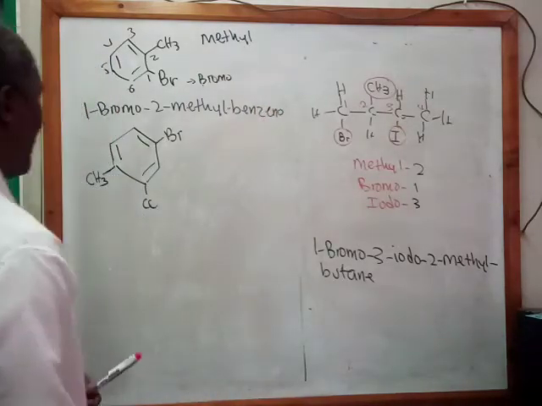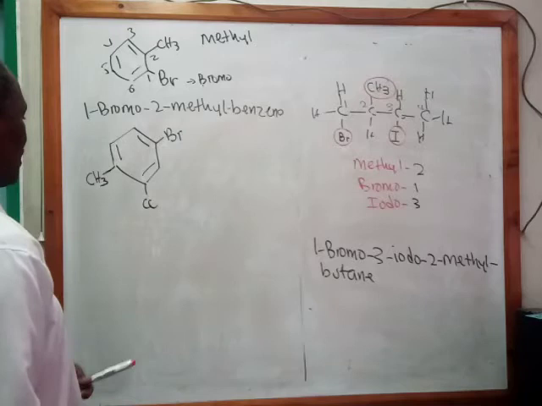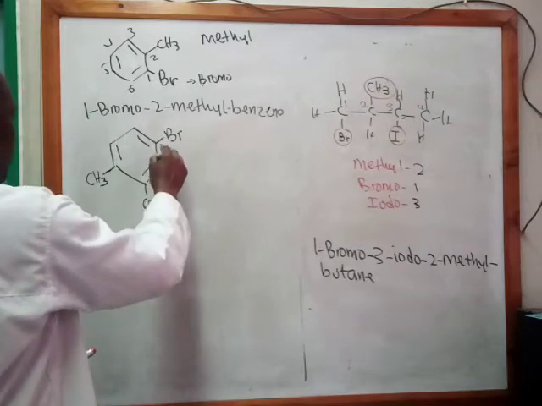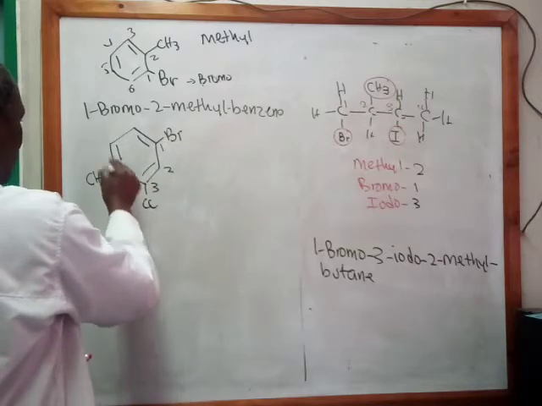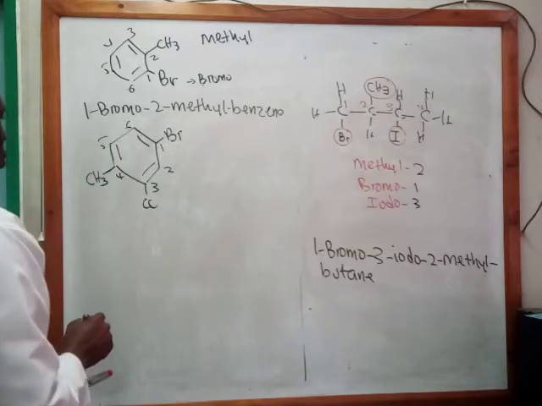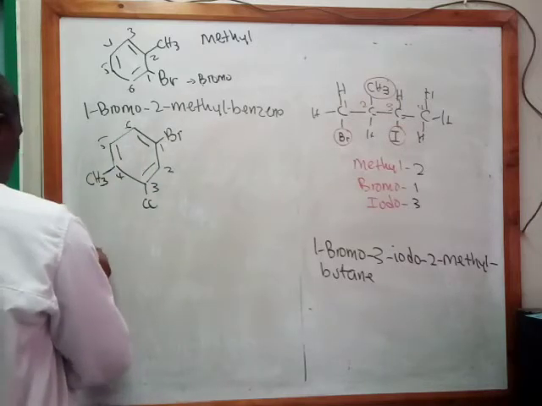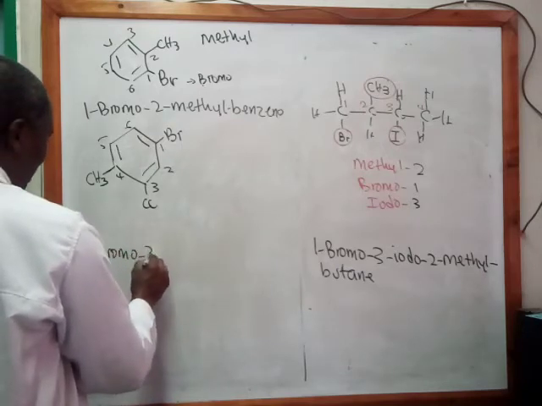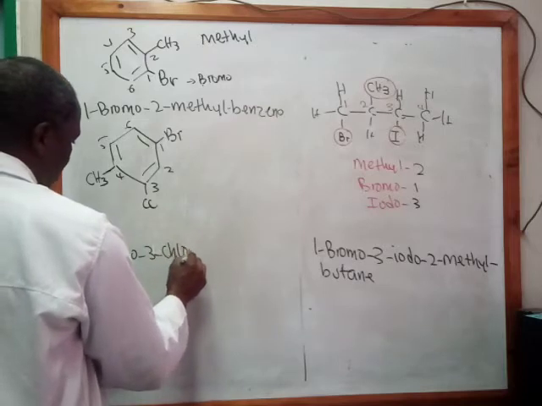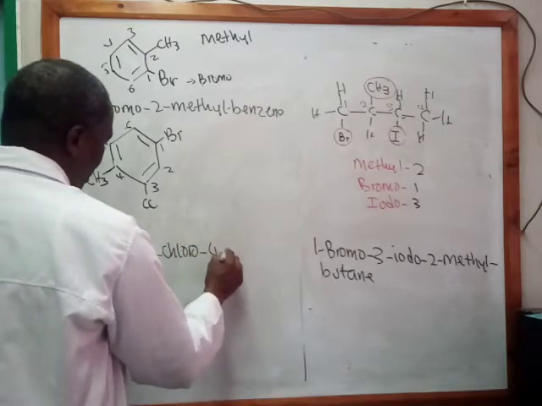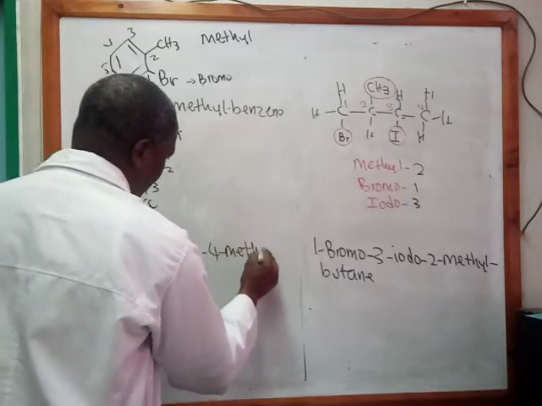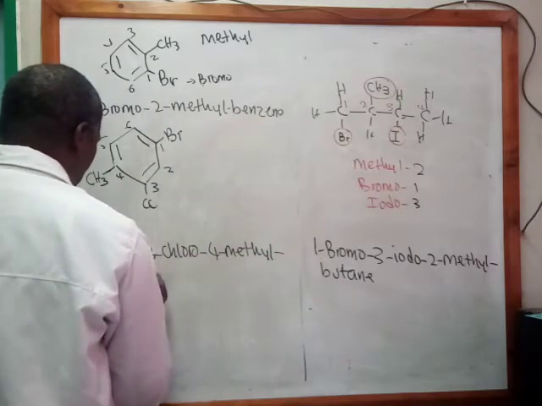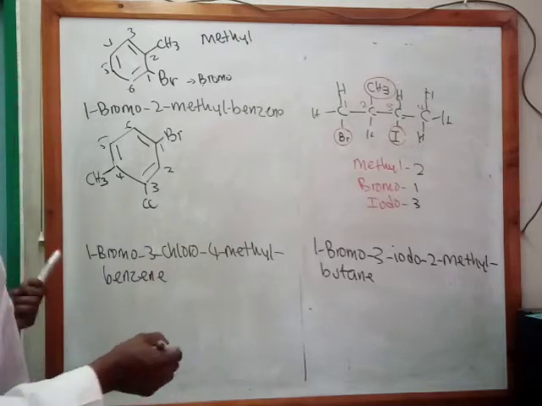Now, let's see how we're going to number this. B is going to come before M, so I'm going to start number 1, 2, 3, 4, 5, and 6. So what name am I going to get for this one? 1-bromo-3-chloro-4-methylbenzene, as one word.